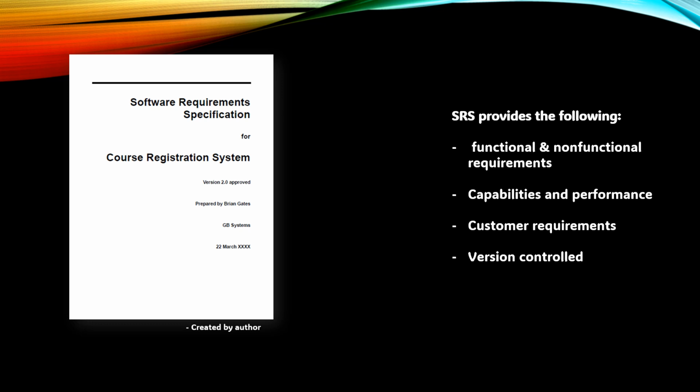If changes to software requirements are made, they will be recorded in this document as a new version. This ensures that if mistakes are made, an older version can be used to revert back to.